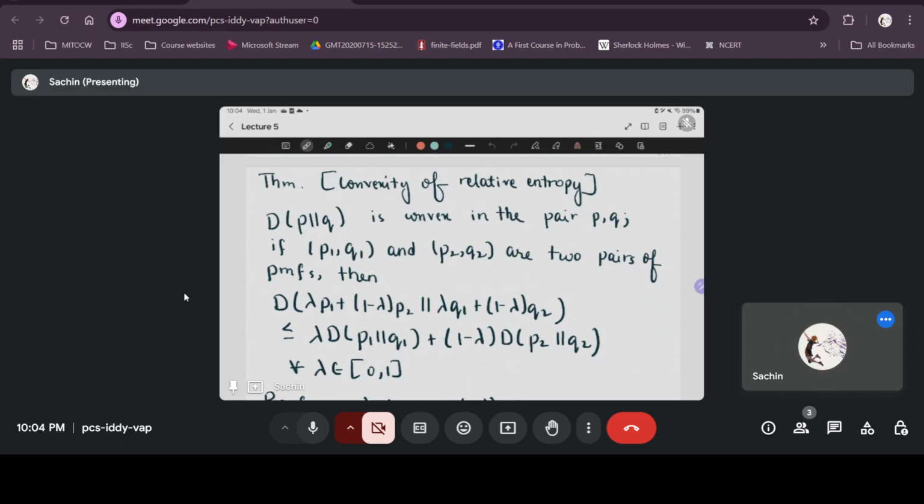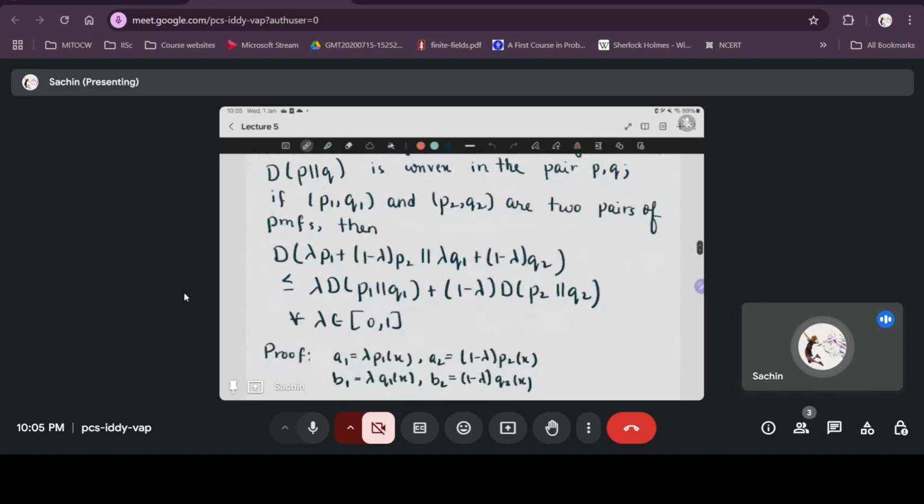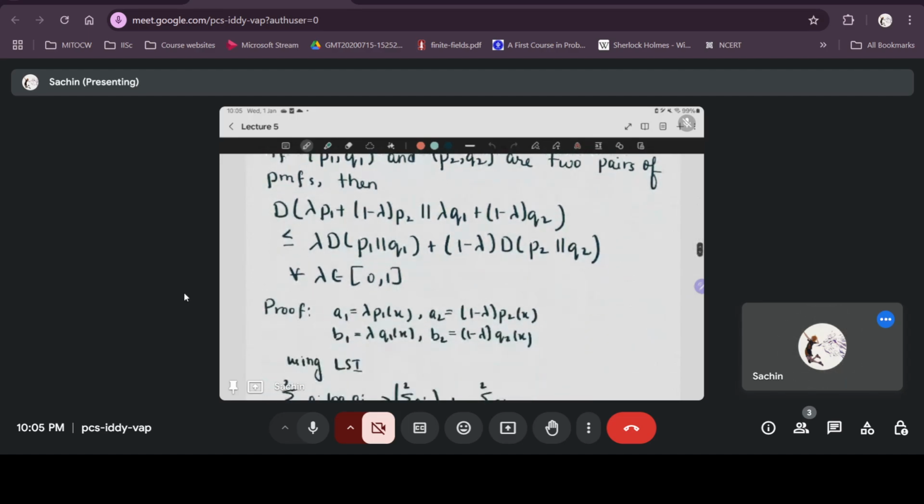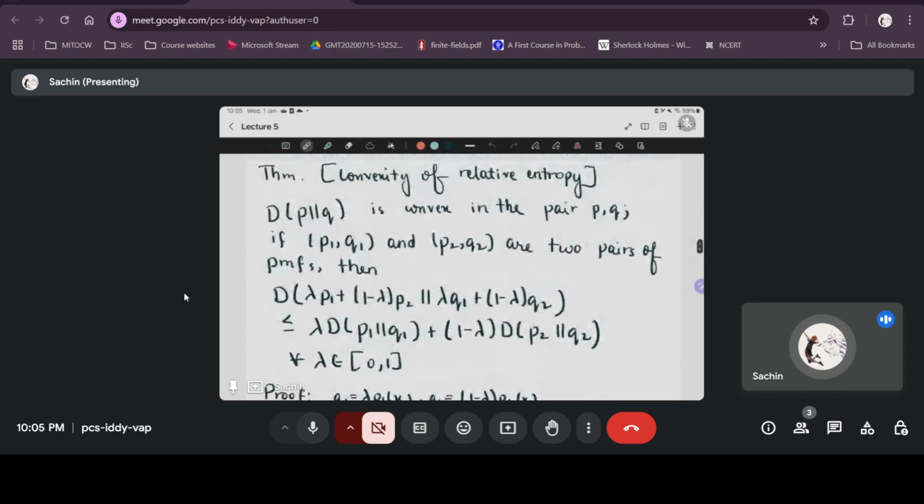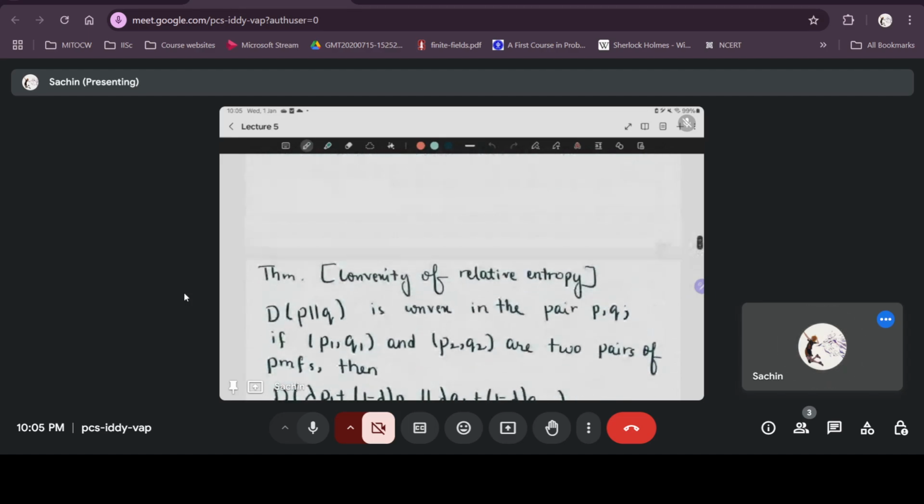Then we proved a theorem that says that relative entropy is a convex function, and it is convex in the pair of distributions. That is, if you have a pair p1 q1 and another pair of distributions p2 q2, then the relative entropy between the mixed distribution lambda p1 plus 1 minus lambda p2 relative to lambda q1 plus 1 minus lambda q2 is less than or equal to lambda times D of p1 parallel q1 plus 1 minus lambda times D of p2 parallel q2, where lambda is some number between 0 and 1. So in the pair p, q, the relative entropy is a convex function.